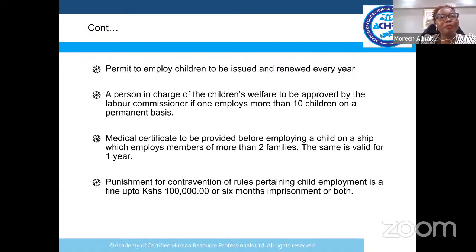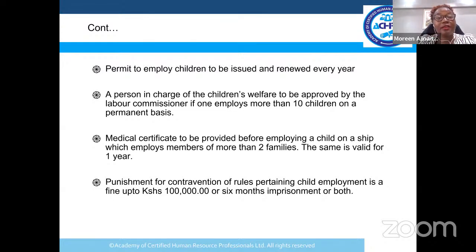And in case you want to employ children that are below 16, between the age of 13 and 16, you have to have a permit. You have to have a permit, and then you have to have somebody in charge of their welfare. It's a very interesting paradox. I don't know how practical this is. And again, that is why this is about practicability. Is it practical as an employer to employ children? I don't get it. But anyway, it is the law.